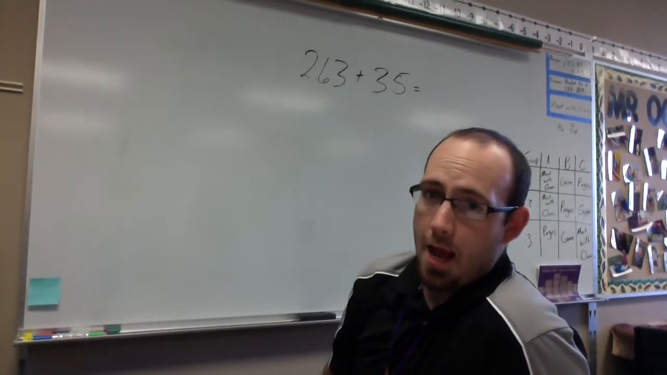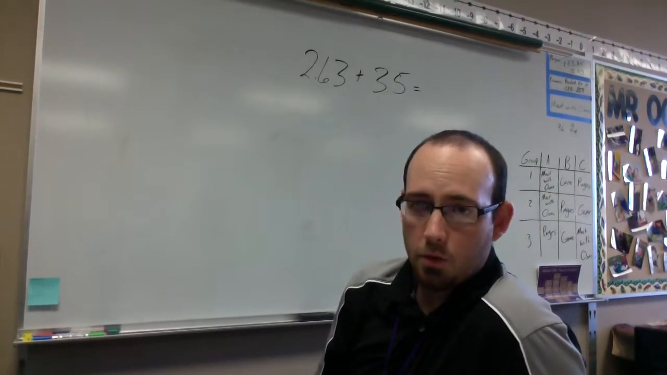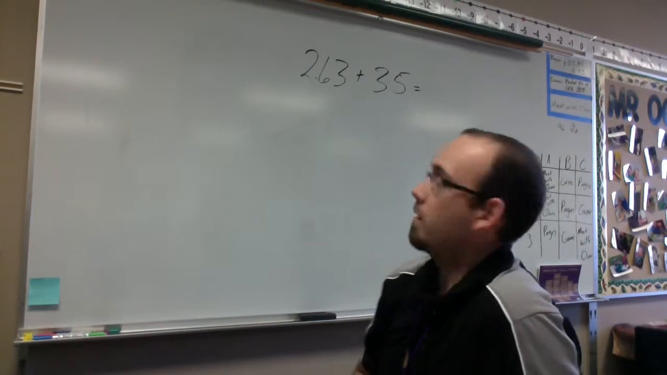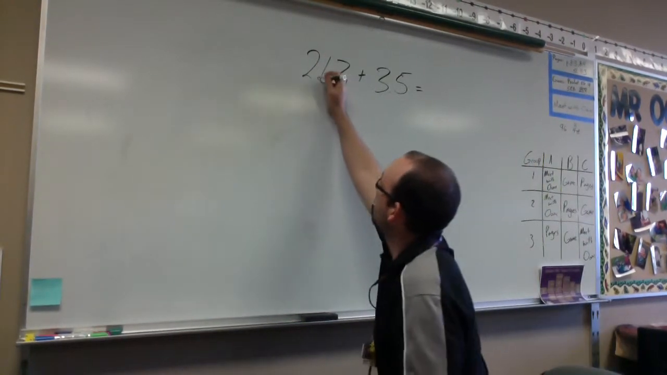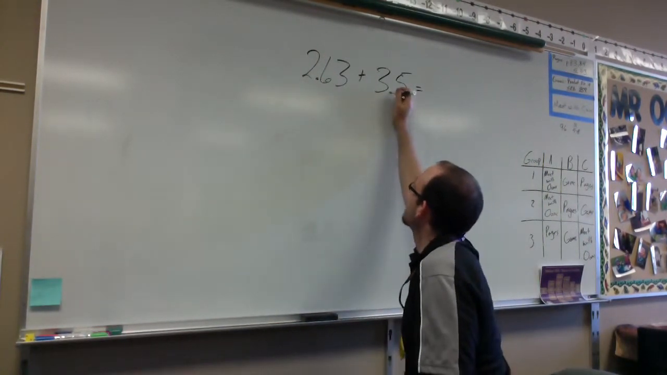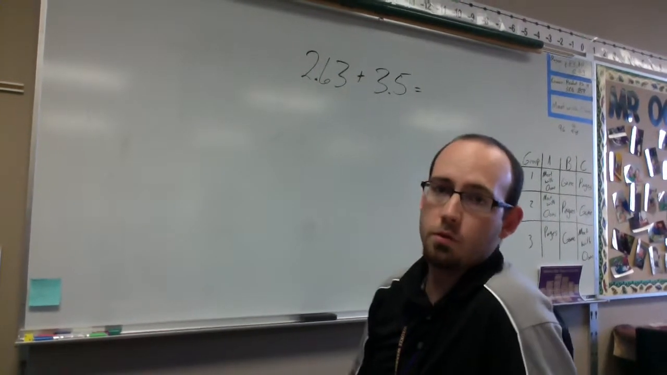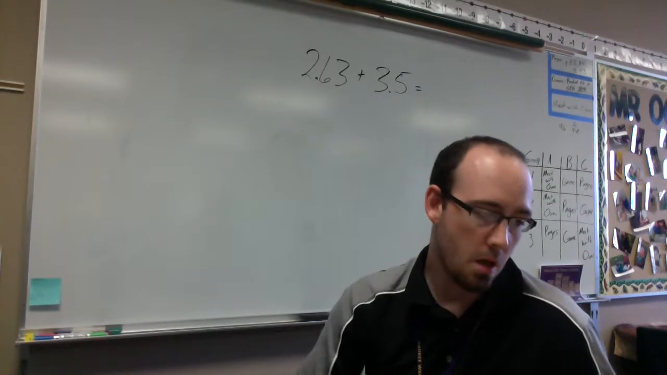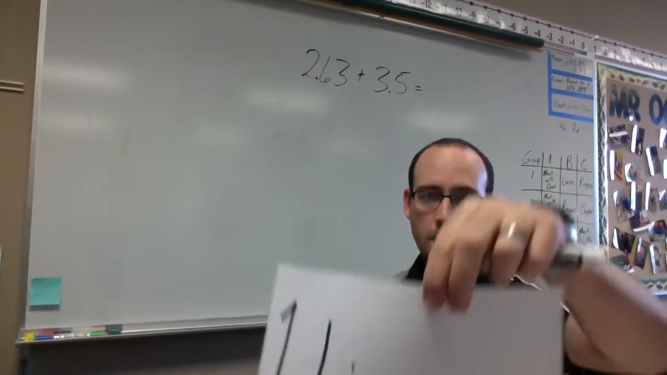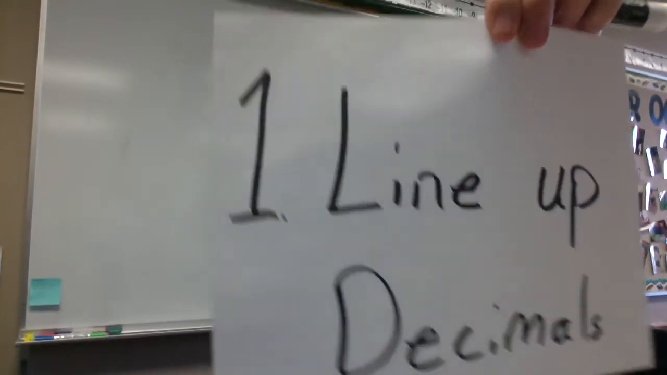Hello class, today we are adding and subtracting decimals, so let's get right into it. Up here we have a problem that says 2.63 plus 3.5. I'm going to show you some steps to do to solve this problem. Step number 1 is going to be to line up the decimals.